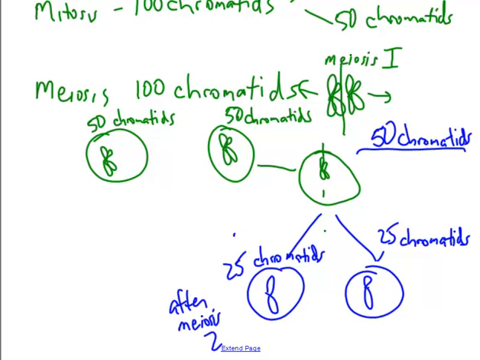So I went a little overboard in terms of what the question actually asked, but I think if you understand this type of analysis, you could answer many similar questions without having to do it over and over again. So 50 chromatids.